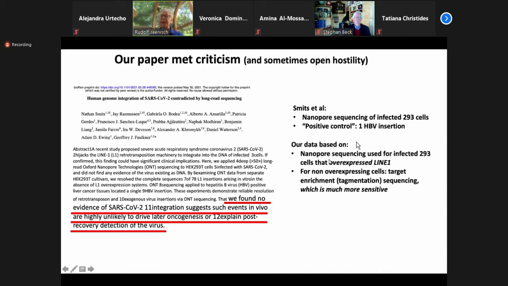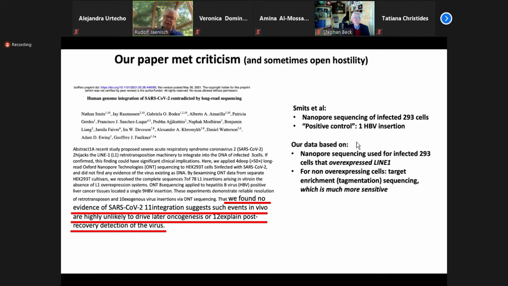Our data were based on nanopore sequence of infected cells that overexpressed LINE-1. I talked about this because we wanted to find as many integrations as possible. But for non-overexpressing cells, which correlates to what they did, we did not use nanopore sequence. We thought it was much too insensitive. We used this target enrichment fragmentation sequence, which is much more sensitive, and we found 10 integrations with, as I said, all had LINE-1 recognition sequence in the flank. So the data are totally relevant for our conclusions because they're using an insensitive method.